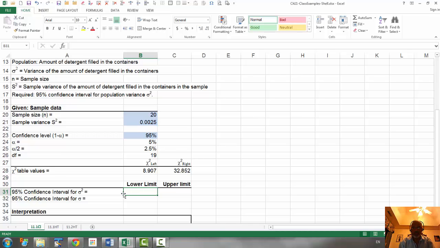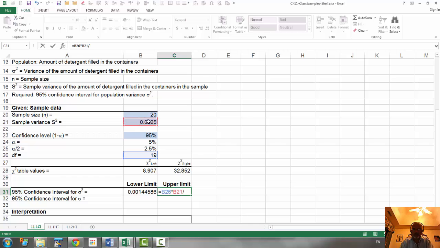The lower limit is n minus 1, which is the degrees of freedom, times the sample variance, divided by the chi-squared value. We need to use the larger chi-squared value for the lower limit, which is that one. Then for the upper limit, degrees of freedom n minus 1 times s squared divided by the smaller chi-squared value. So these are the confidence interval limits for variance.